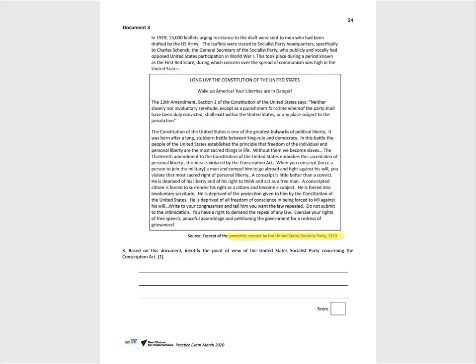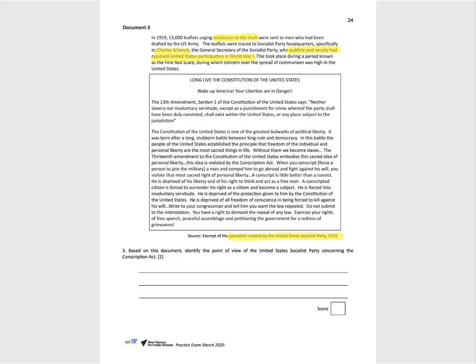So it gives us a nice caption ahead of time, too. You can consider this caption at the beginning sourcing information as well. In 1919, 15,000 leaflets urging resistance to the draft were sent to men who had been drafted by the U.S. Army. The leaflets were traced to Socialist Party headquarters, specifically to Charles Schenck, the General Secretary of the Socialist Party, who publicly and vocally had opposed United States participation in World War I.